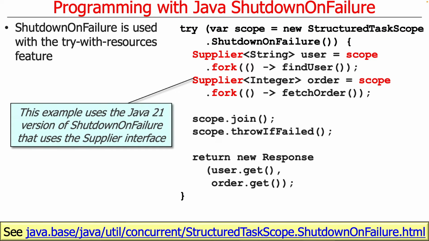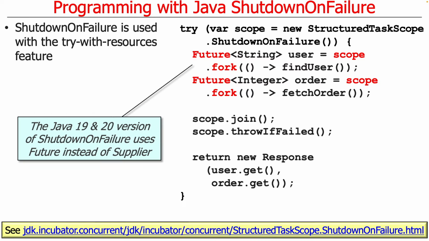Now, this particular example here uses the Java 21 version of ShutdownOnFailure. And the Java 21 version uses the Supplier interface as the type returned from the fork method. The Java 19 and 20 versions, which is what you're using for your assignment, return a Future instead of Supplier. But otherwise, they're very, very similar. And so that's why I'm showing you the Java 21 version, just because it's the latest and greatest. You'll have to translate that just a tad for assignment number 1B, but it's a really easy switch.